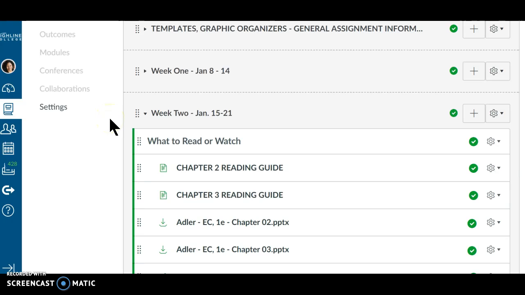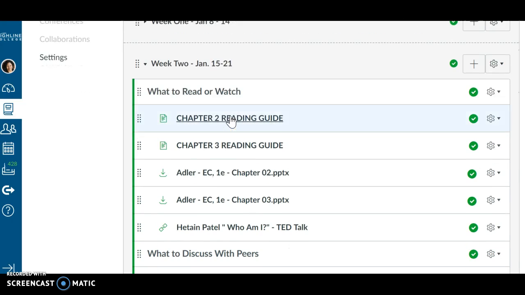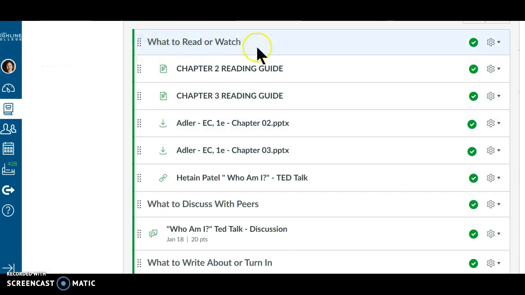Here we are. The class is organized by modules. And the week 2 module, January 15th through the 21st, is here. Under the What to Read and Watch section, you'll see that there's a reading guide for Chapter 2, a reading guide for Chapter 3. That's what you're supposed to read this week. It's a heavy lifting week as far as reading the chapters.